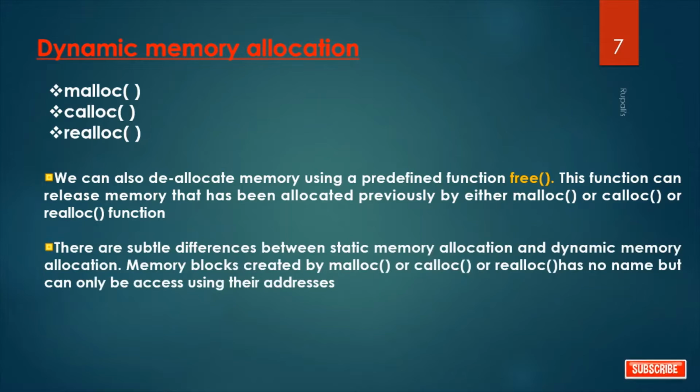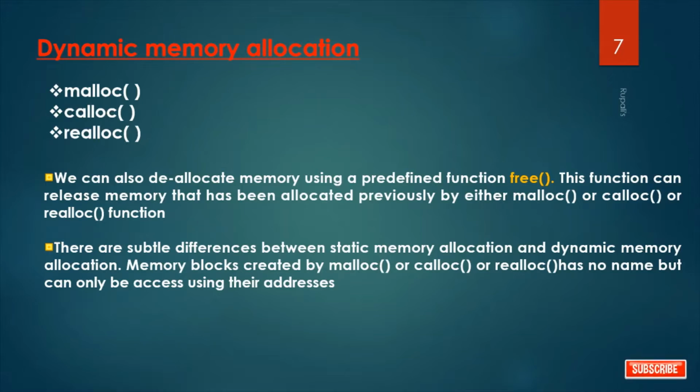There are subtle differences between static memory allocation and dynamic memory allocation. In case of static memory allocation, the variables have some name. Means if I want to declare an integer, then you have to write int x. So the variable name is x.